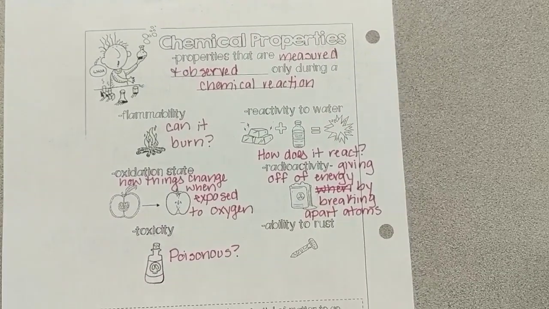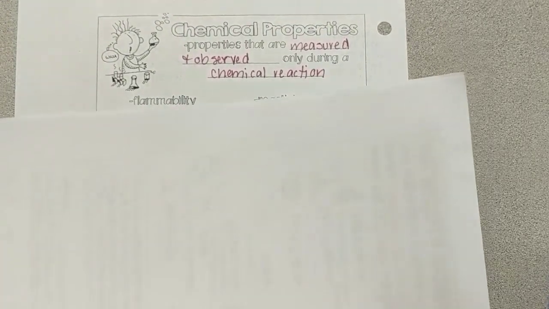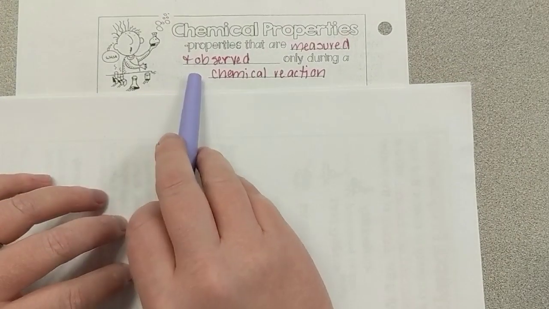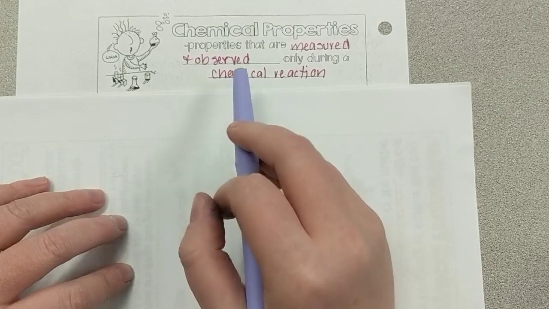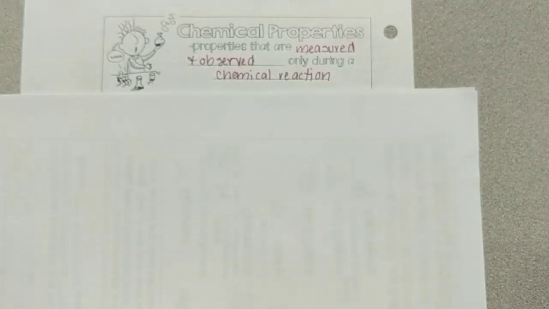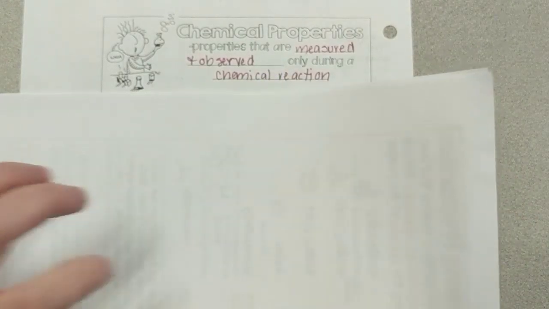All right, so let's look at the back. Let's talk about chemical properties. A chemical property is a property that is measured and observed only during a chemical reaction. So just walking around looking at things, we are not going to be able to know the chemical properties of a substance. They have to be going through a chemical reaction.